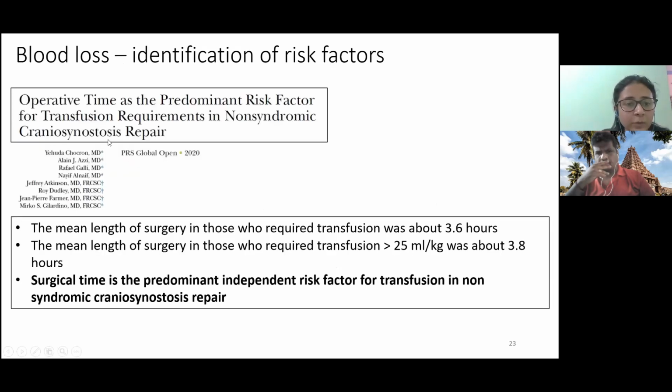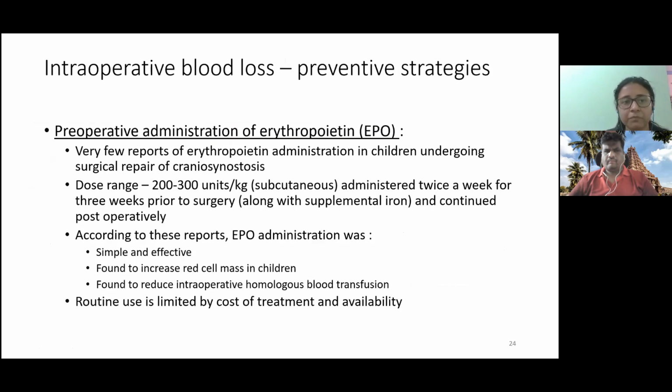So this was a study which was published in Plastic and Reconstructive Surgery in 2020, which found operative time to be the predominant risk factor for transfusion requirements in non-syndromic craniosynostosis repair. These authors found that the mean length of surgery in those who required transfusion more than 25 ml per kg was about 3.8 hours. And surgical time was found to be the predominant independent risk factor for transfusion in non-syndromic craniosynostosis repair. So this is one of the most important reasons why there is a shift towards minimally invasive and endoscopic surgeries whenever feasible in these settings these days.